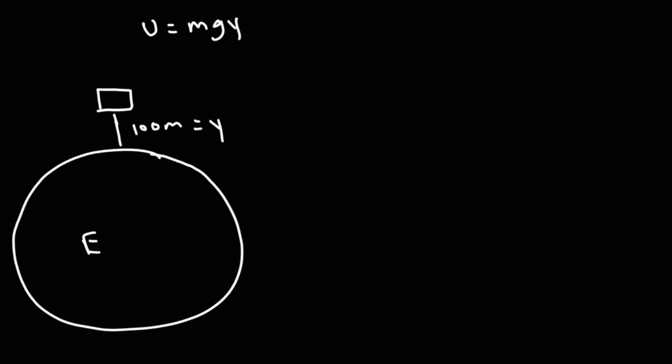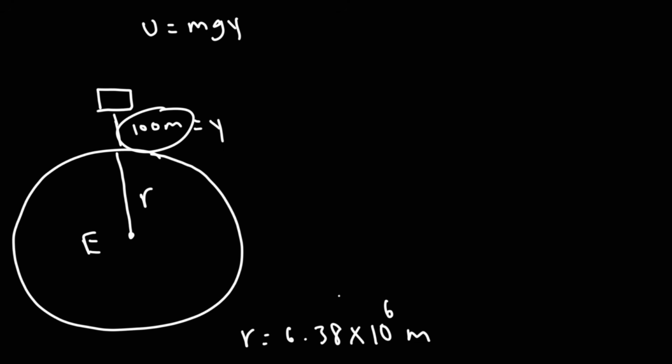Now, the reason why that works is because y is a relatively small distance compared to the radius of the Earth. The radius of the Earth is 6.38 times 10 to the 6 meters. So if you were to compare 100 meters relative to 6.38 million meters, this is a relatively small value. So whenever y, that is the height of the object above the surface of the Earth, is significantly smaller than the radius of the Earth, you can calculate the gravitational potential energy using this formula.